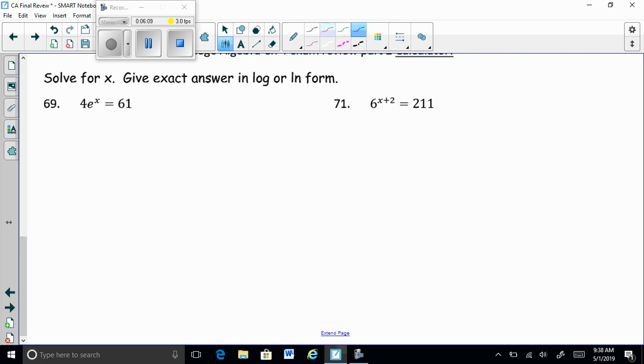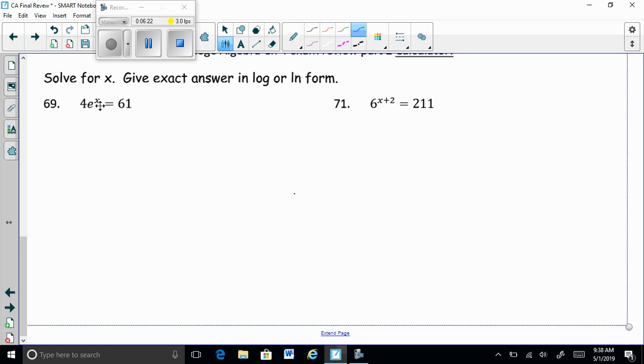Okay, so the way you want to solve these is you basically need to isolate the base first. And so the problem on this first one is that 4 is not part of the base. The base is the value that has the exponent, and that exponent doesn't actually apply to the 4. So I'm going to start by dividing both sides by 4. So I get e to the power of x equals 61 over 4.